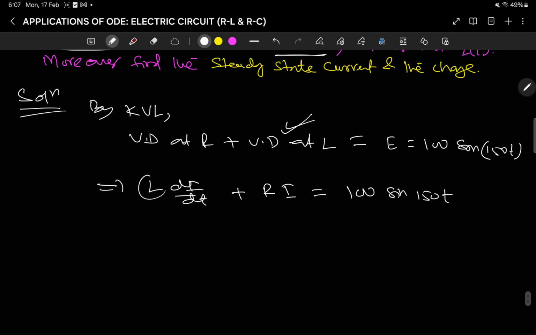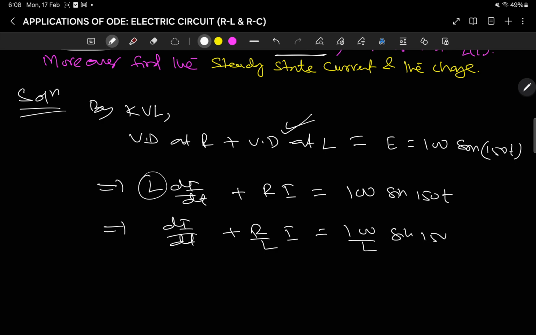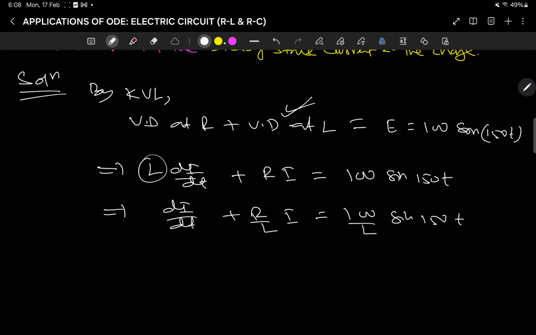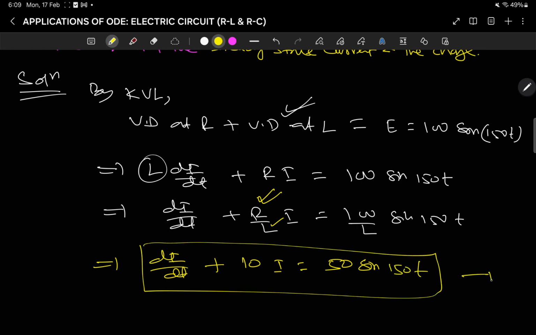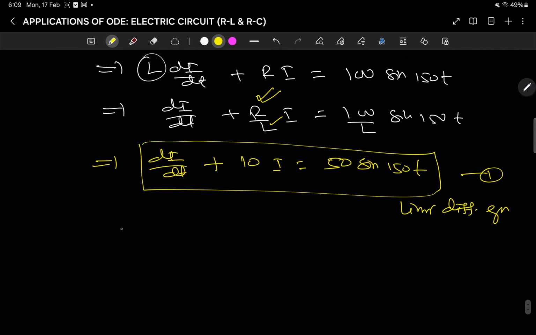And if you simplify it, dividing by L, di by dt plus R by L i is 100 by L sin 150t. So this implies di by dt plus R by L, where R is 20 and L is 2, so 10 i is equal to 50 sin 150t. This is a linear differential equation. So your integrating factor is e to the power integral 10 dt, which is e to the power 10t.